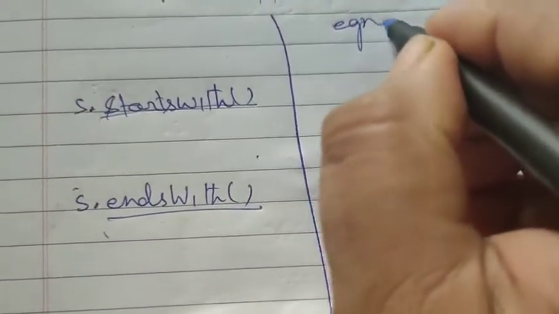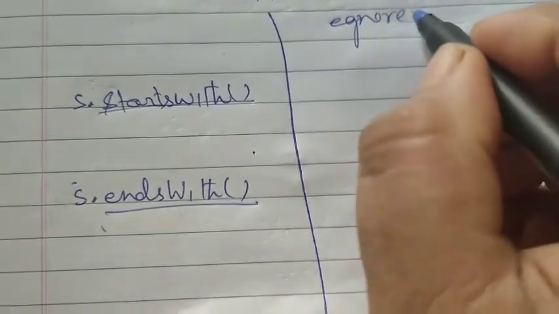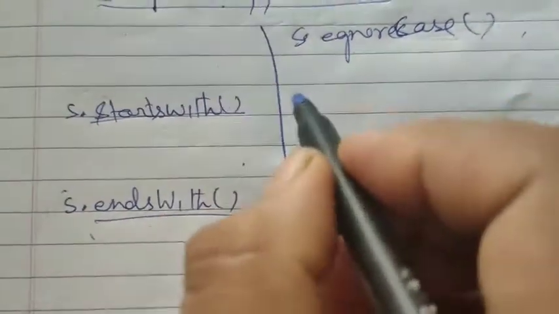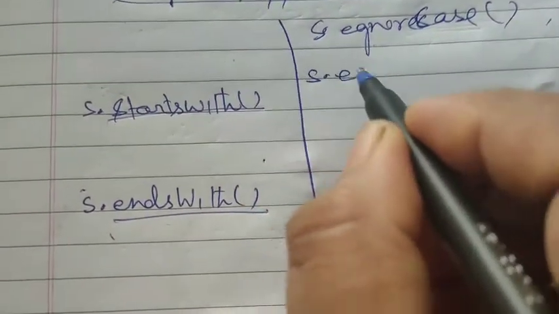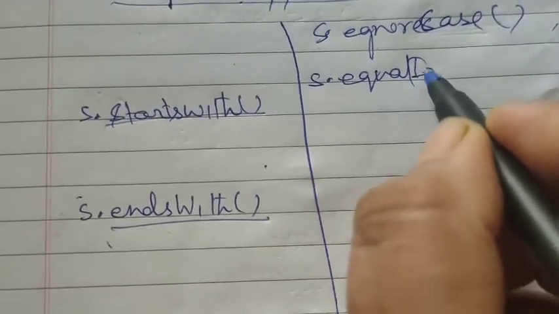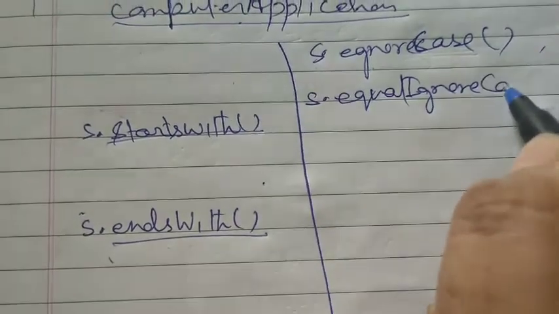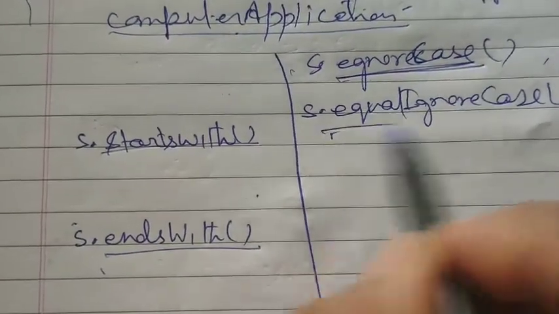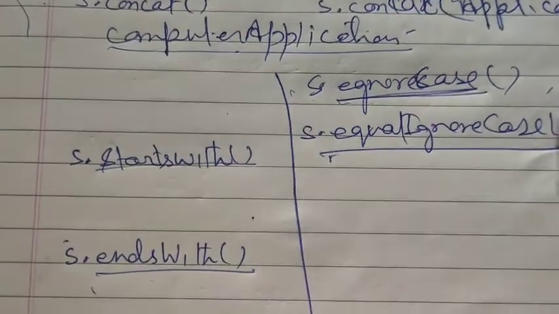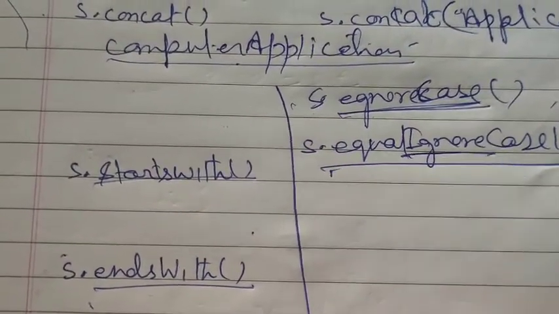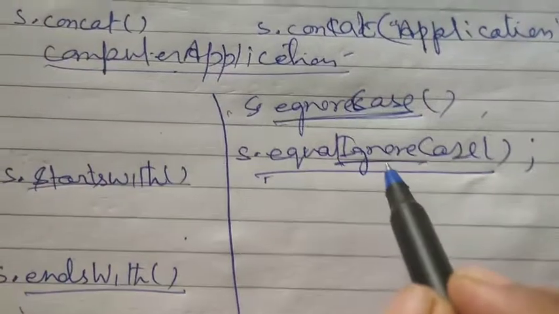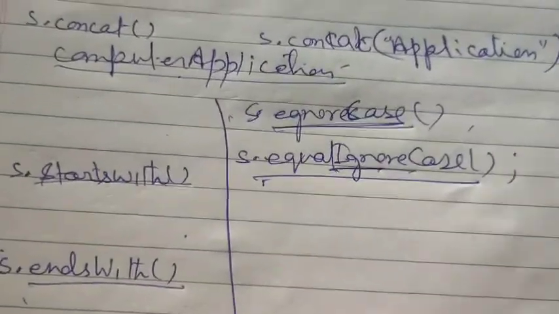Now next is ignore case. One more important function is ignore case, that C will be capital, s dot ignore case. And one more is there, s dot equalsIgnoreCase. That means I have two functions. This one is case sensitive and this one is not case sensitive. Why not case sensitive? Because as I have entered here, ignore means you are going to ignore the case and you are not going to check whether it is a capital letter or small letter.